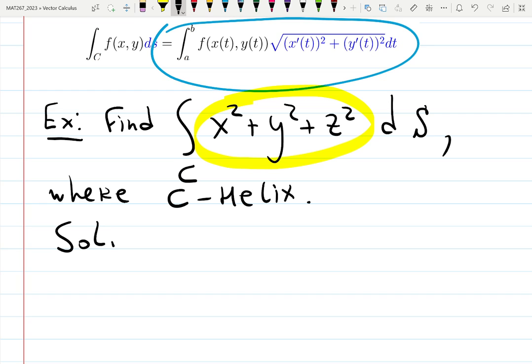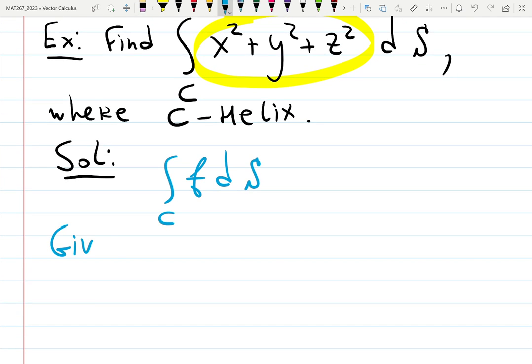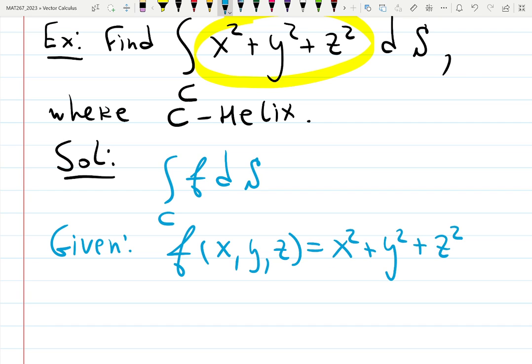Solution. What I find confusing for students is to read where is what. So small f, the whole formula is usually looking like this: integral over C of f ds. So now we can write down what we have. Given small f is written in terms of x, y, and z, and it is x squared plus y squared plus z squared. That's a 4-dimensional object. X, y, and z is the input, and the output is the 4th dimension.